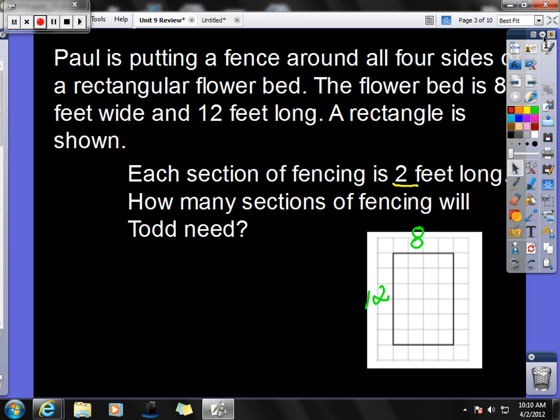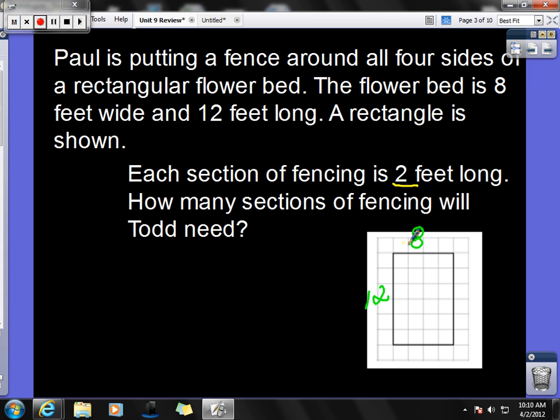So I have in my answer, if each section is 2 feet long and this first length is 8 feet, well, this means that each of these sections is going to be 2 feet long, which means for my 8 foot section it is 4 sections of fencing. 1, 2, 3, and 4.